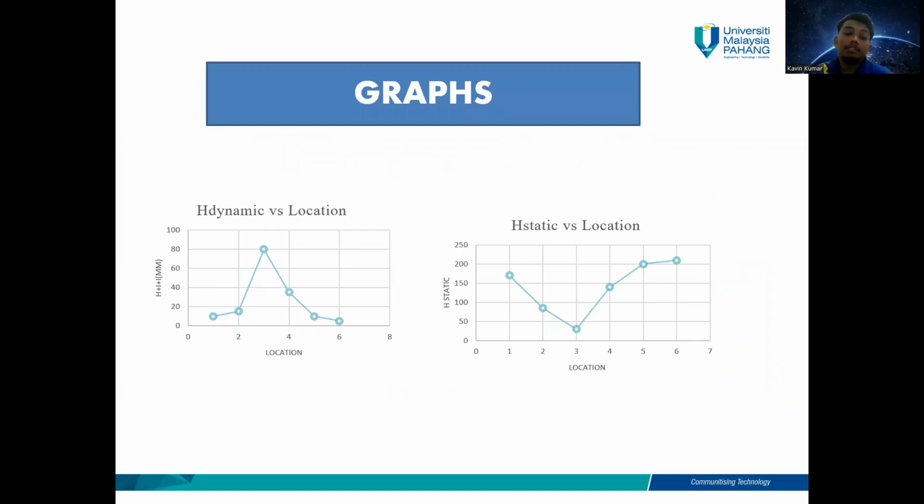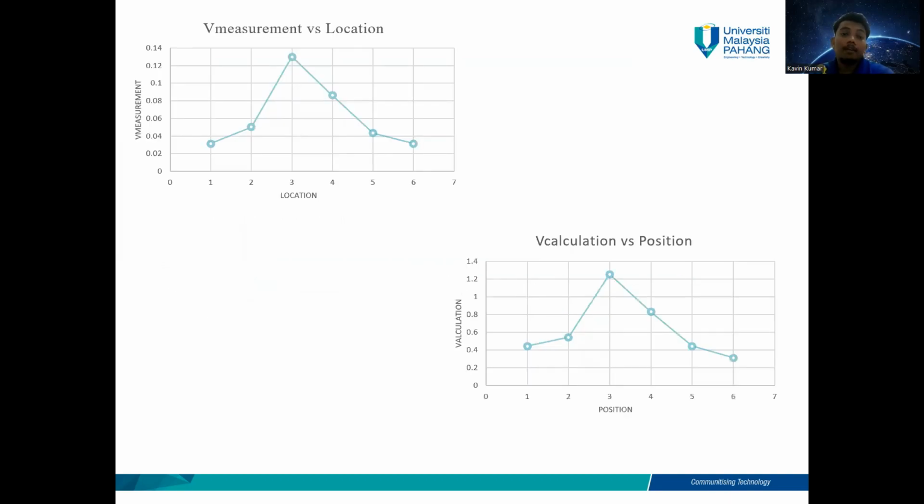After getting the dynamic head and static head, we managed to plot a graph with the different positions as well. Table 1 shows the dynamic head versus the location, and table 2 shows the static head with the location as well. And the following is the V measurement and V calculation plotted against the position of the venturimeter. As we can see in both graphs, it is clearly known that the true value and the measured value are nearest.